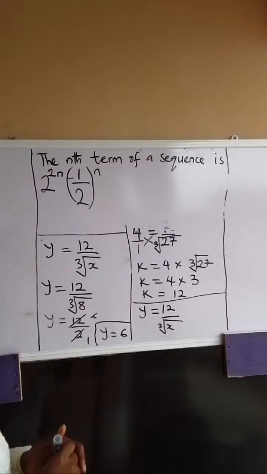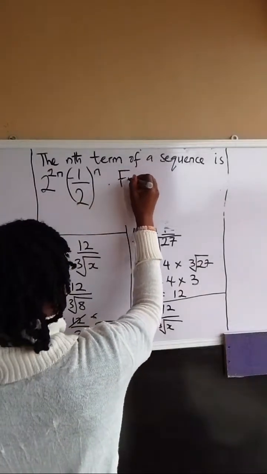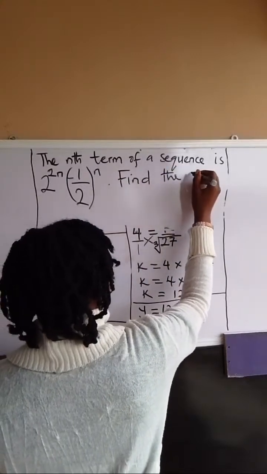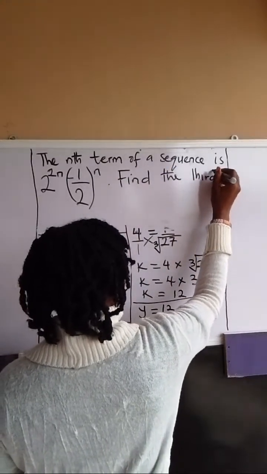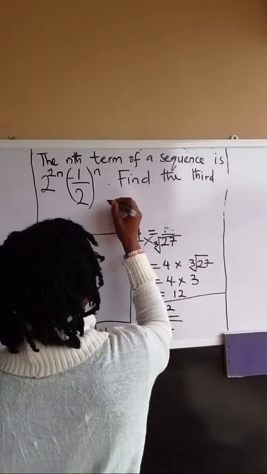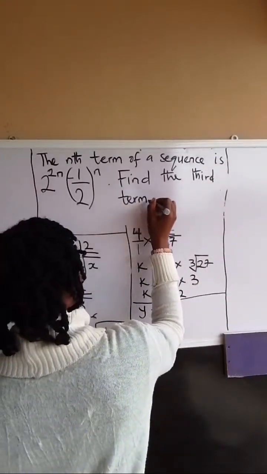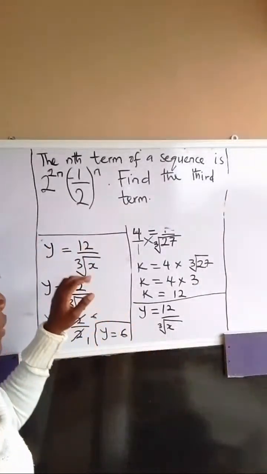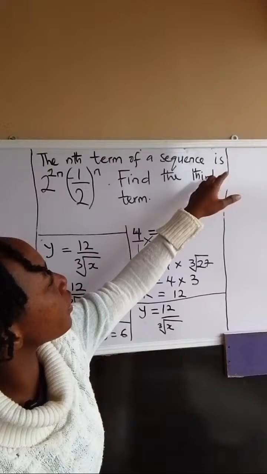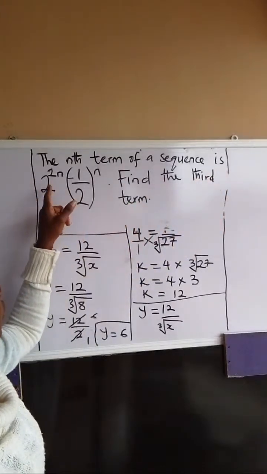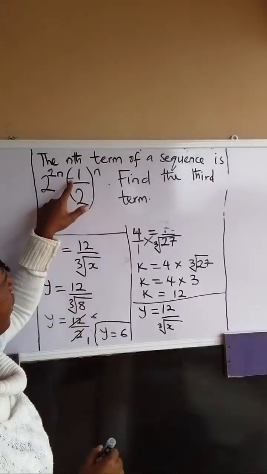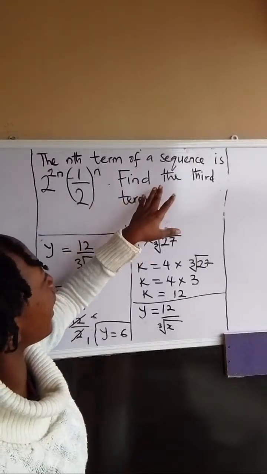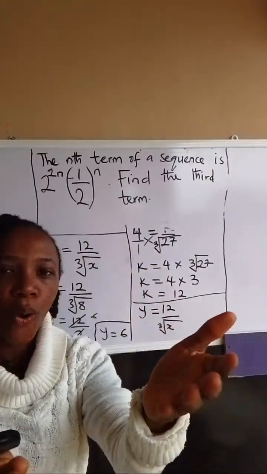All right, now we have to find the third term of that sequence. So this is your question. The nth term of a sequence is 2 to the power of 2n in bracket minus 1 over 2 to the power of n. Are we there? Find the third term. So over to you.